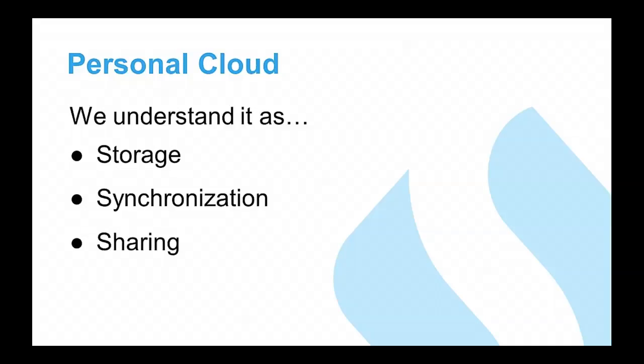First of all, let's define what a personal cloud is, because it's not a common term. We have a definition with three main services that each personal cloud should accomplish, that are storage, synchronization, and sharing. So for us, a personal cloud should provide reliable, redundant, scalable storage, that is cloud storage. It should offer file synchronization from heterogeneous devices, like desktop clients or mobile clients. And last, it should provide sharing capabilities, enabling users to share information with other users.